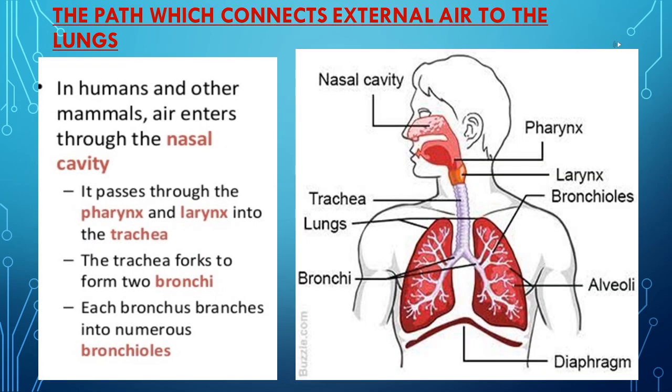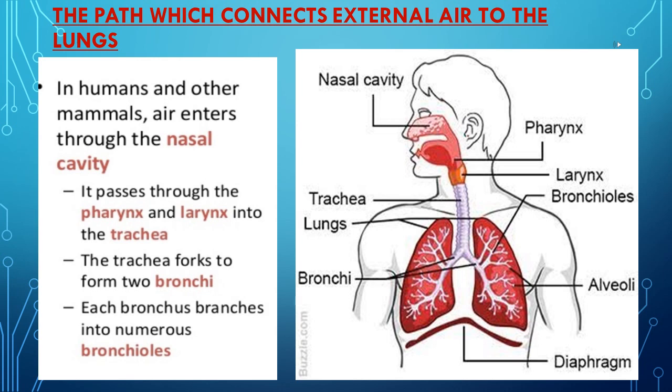Now let's see the path which connects external air to the lungs. The air enters the body through the nose or nostrils, then to the nasal cavity which is lined by fine hairs. Here oxygenated air is brought in before moving down the pharynx, larynx and trachea. The part of the throat between the mouth and windpipe is called the pharynx, and the tube forming a passage between the pharynx and trachea is called the larynx, or voice box.